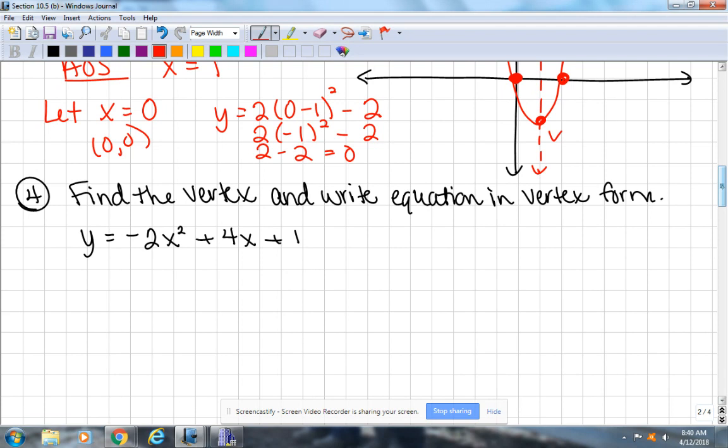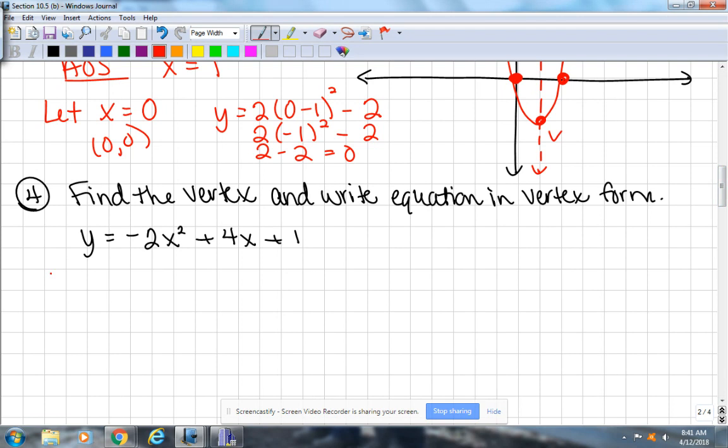So, to write it in vertex form, we need a vertex, don't we? How did we get a vertex yesterday when all of our equations were in standard form? No. You got to get axis of symmetry. Then what do you do after you get your axis of symmetry? Plug it in for all your x's so you can get your y. So that's what we're going to do.